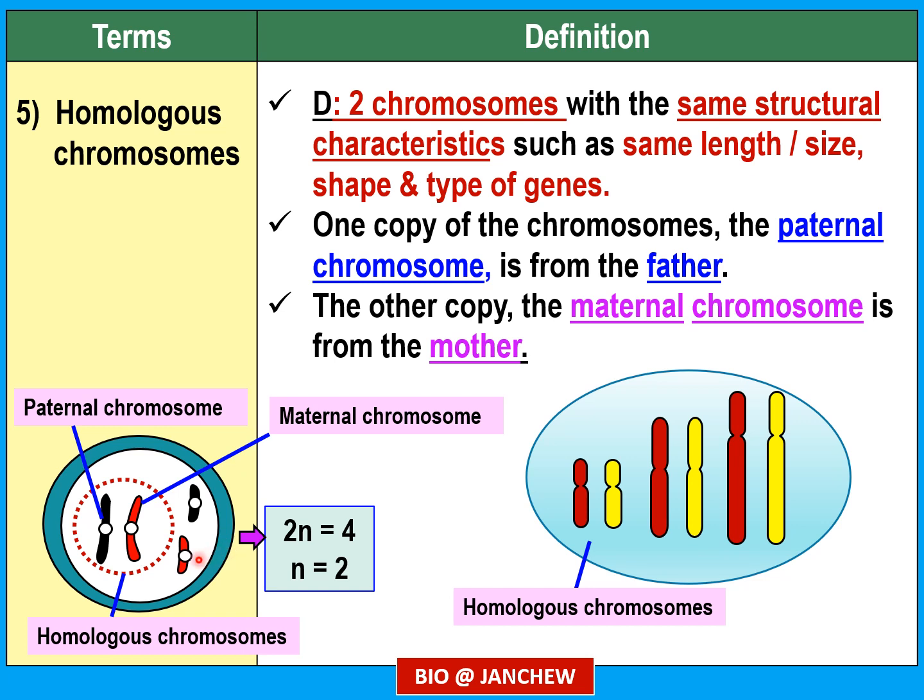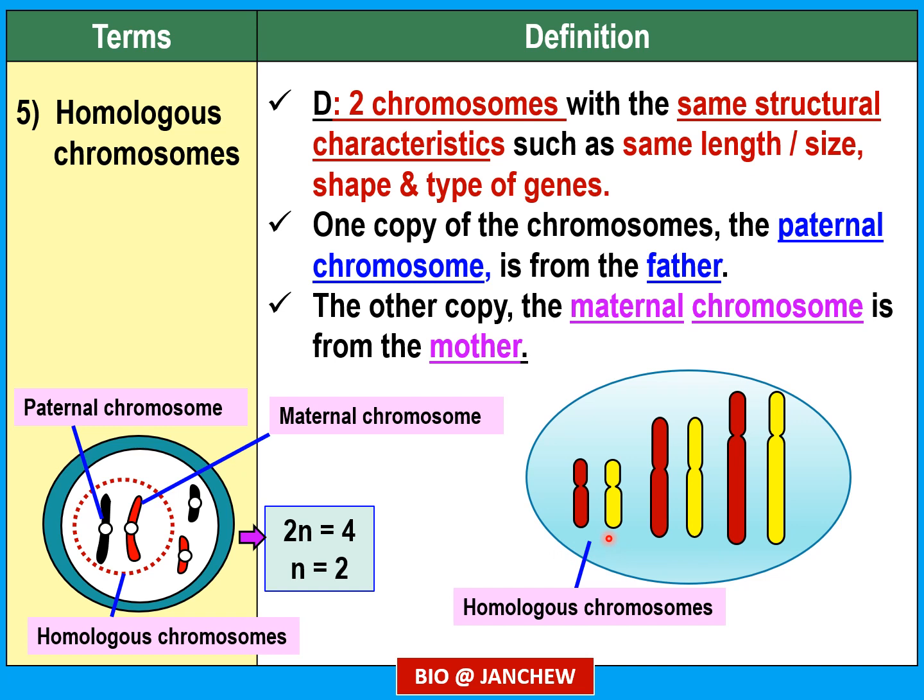Now, how do we describe this cell? What is the 2n number in this cell? So first of all, is this a diploid cell? Yes, because for each chromosome, there are 2 copies. So count the number of chromosomes. There are 4. So 2n equals 4. Therefore, the haploid number n equals 4 divided by 2, which is 2.